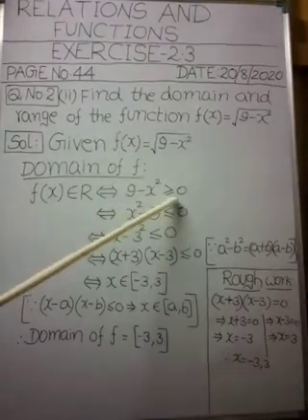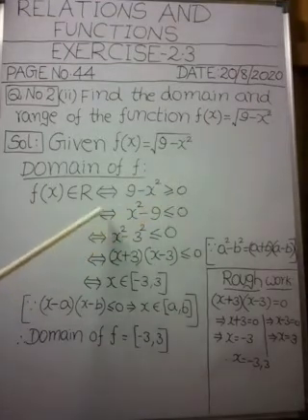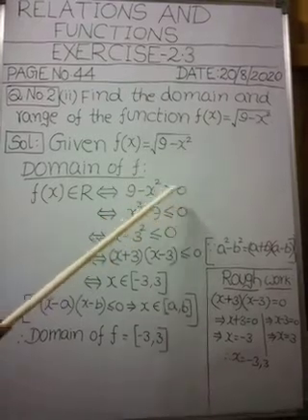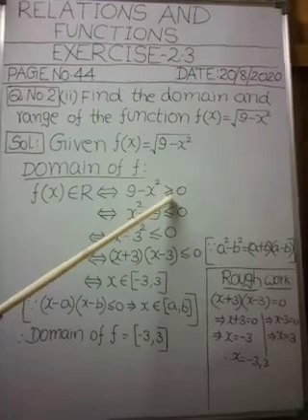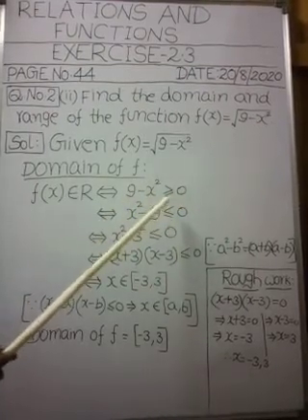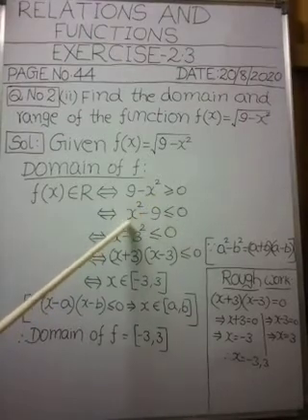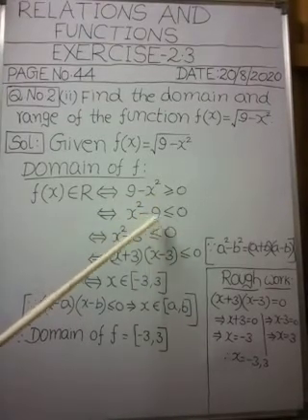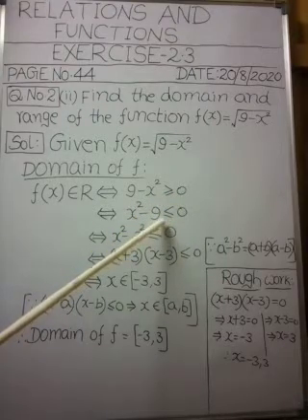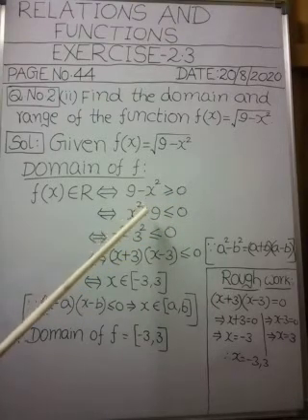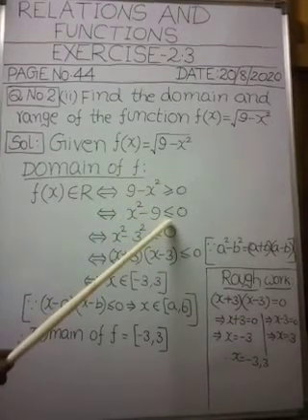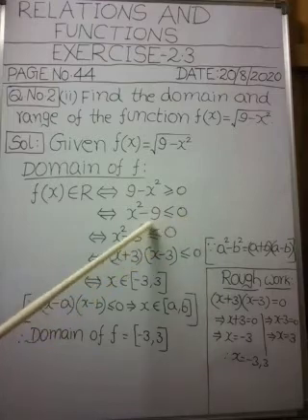Understood this step, my dear children? Right. This implies we multiply this inequation. This is an inequation because the greater than or equal to symbol is there. So we multiply this inequation on both sides by minus 1. Then we get x square minus 9, and greater than or equal to changes to less than or equal to, because we are multiplying this inequation by minus 1 on both sides. It becomes less than or equal to 0. Understood this step, my dear children?